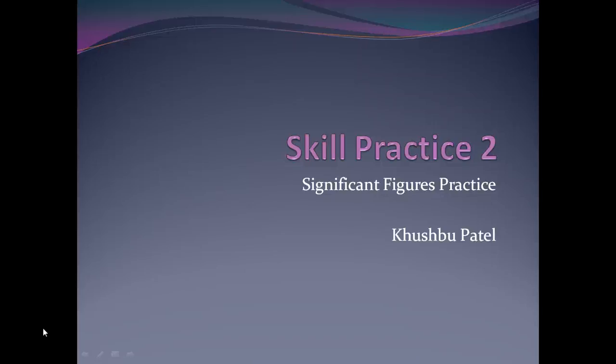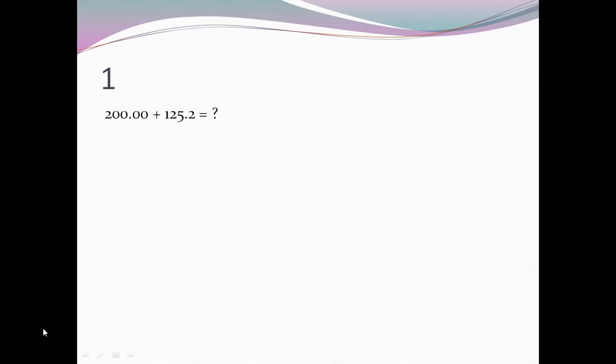Hey, this is Skill Practice 2, Sig Figs Practice. First question. When you're adding 200.00 plus 125.2, you gotta figure out which digits are actually significant, which aren't.